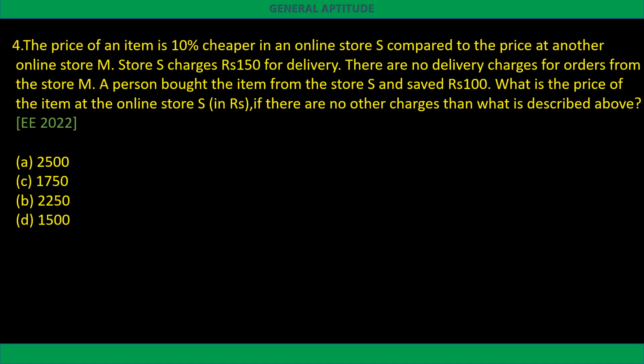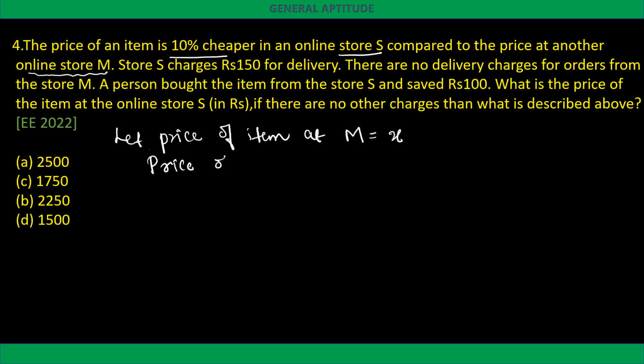Okay, let the price of the item at store M be X. Now what would be the price of the item at store S? That is 10% cheaper. Price of item at store S is 10% less than that of X. That is X minus 10% of X, 10 by 100 of X, that is equal to 0.9x.